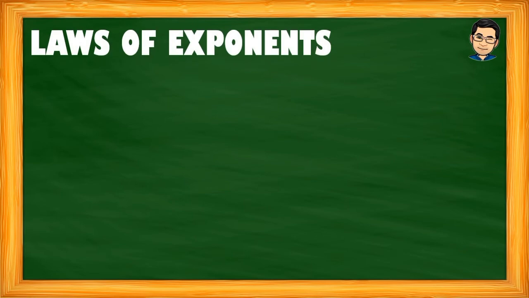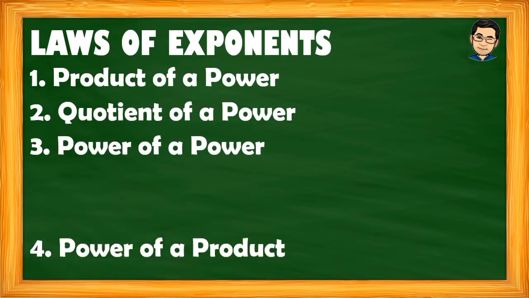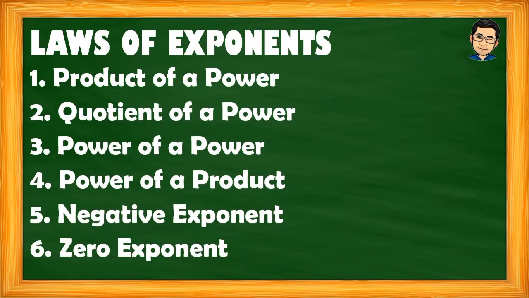So let's now move on to laws of exponents. Ito yung mga laws of exponents. Iisa-isahin po natin yan. Let's start with product of a power, and then quotient of a power, power of a power, power of a product, negative exponent, and zero exponent. Those laws will be discussed individually with proper examples using givens, either variables, constants, o kaya naman combination ng variables and constants.